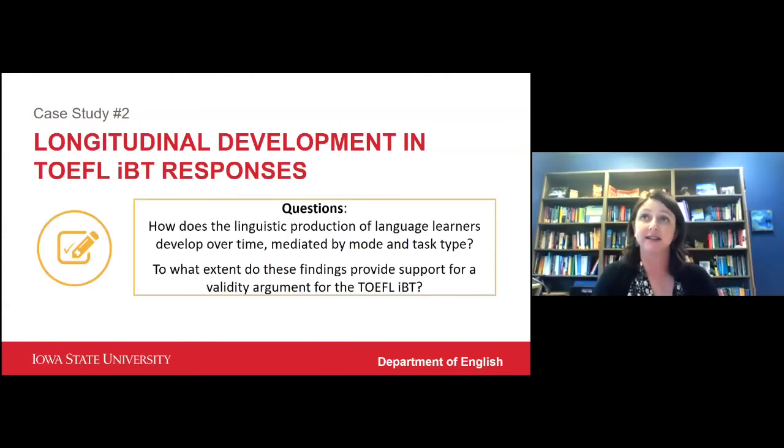The question that we're asking in this case study is, how does the linguistic production of language learners develop over time, mediated by mode and task type? And then a supplementary question was, to what extent do these findings provide support for a validity argument for the TOEFL iBT? So this is another example of a corpus that's formed out of language assessment data, where these language learners were taking the TOEFL exam for a real purpose, and then that has been collected into this corpus.